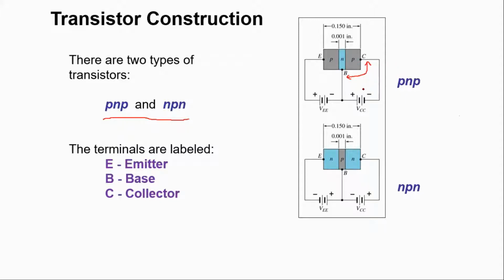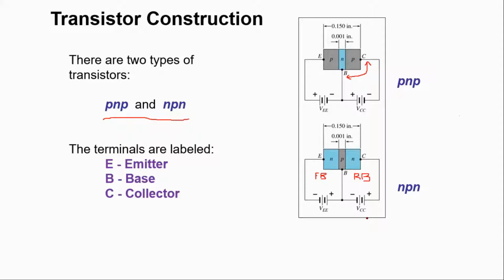So PNP has the emitter base junction forward biased and the collector base junction reverse biased. Similarly, this is NPN, with the emitter base junction forward biased and the collector base junction reverse biased. So this is the entire thing about this particular system. We will be discussing this in detail.